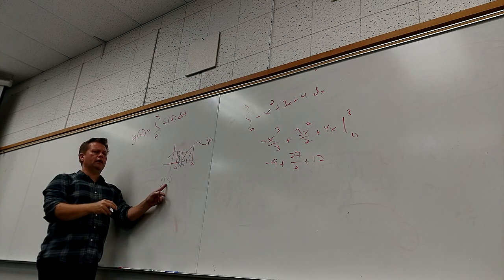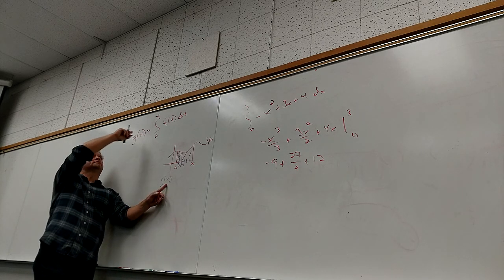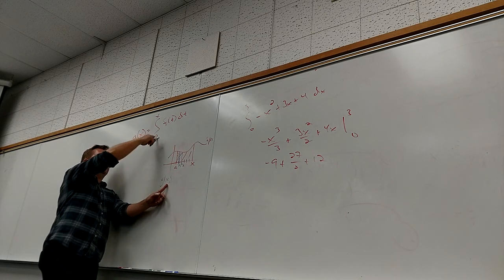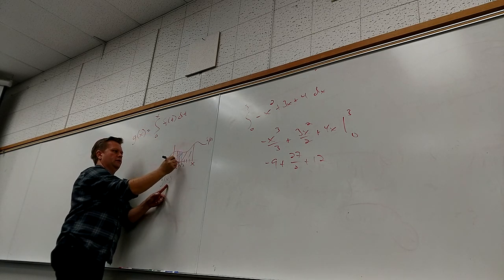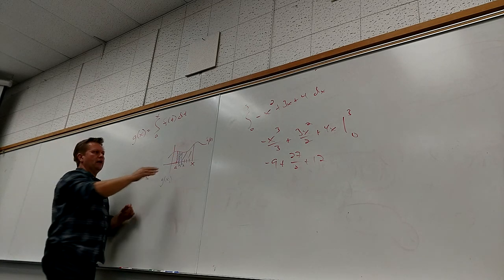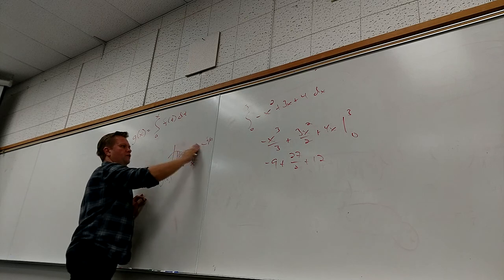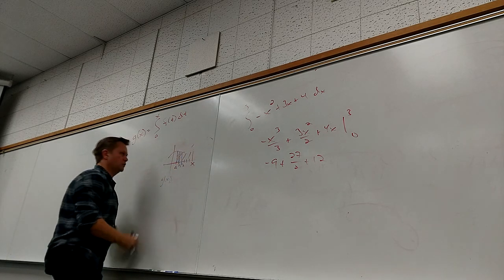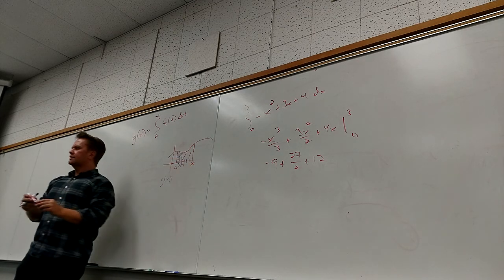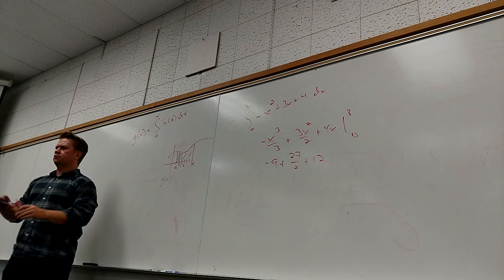G of x1 is the area from what to what? A to x1. So it's this area. G of x2 is the area from A to x2. So it's all of this. Bigger. So how do I make the area start getting smaller? My function would actually have to go under. That's that idea of negative area that some teachers shy away from.